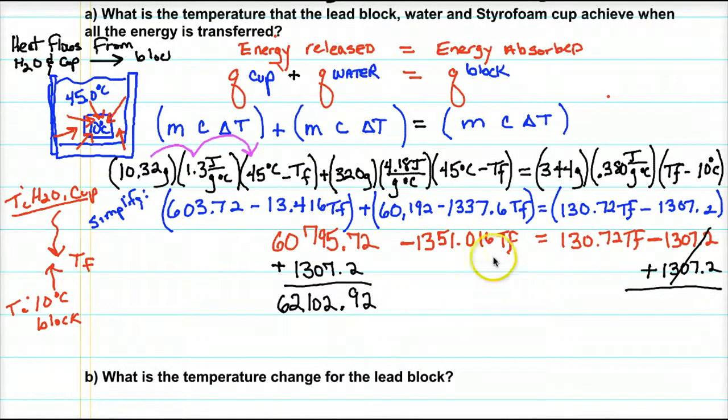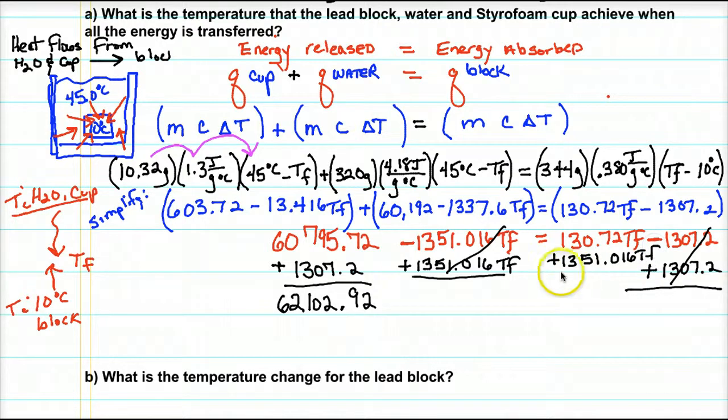Okay, and of course I am now going to combine the TFs. So this is a positive 1351.016 TF. And I'm doing it to both sides for the same reasoning. Okay, this of course is going to cancel, and now I have 1 to positive 1351.016 TF. Let's go see what that gives me.